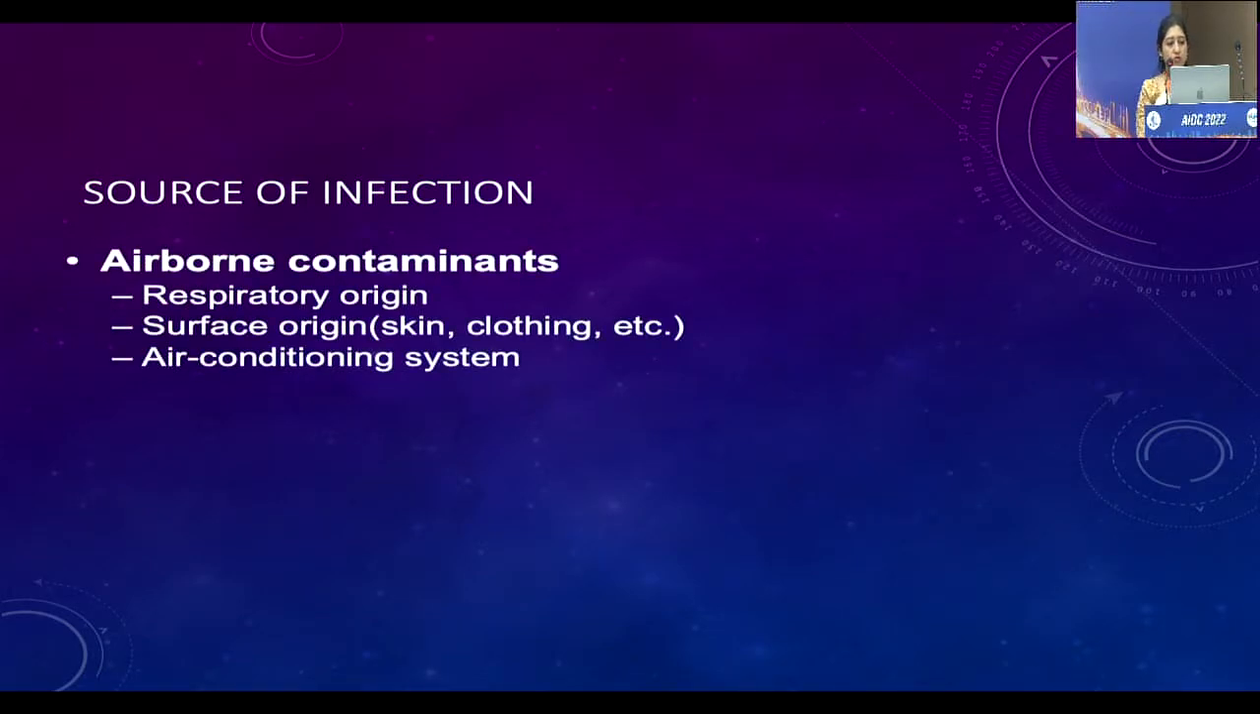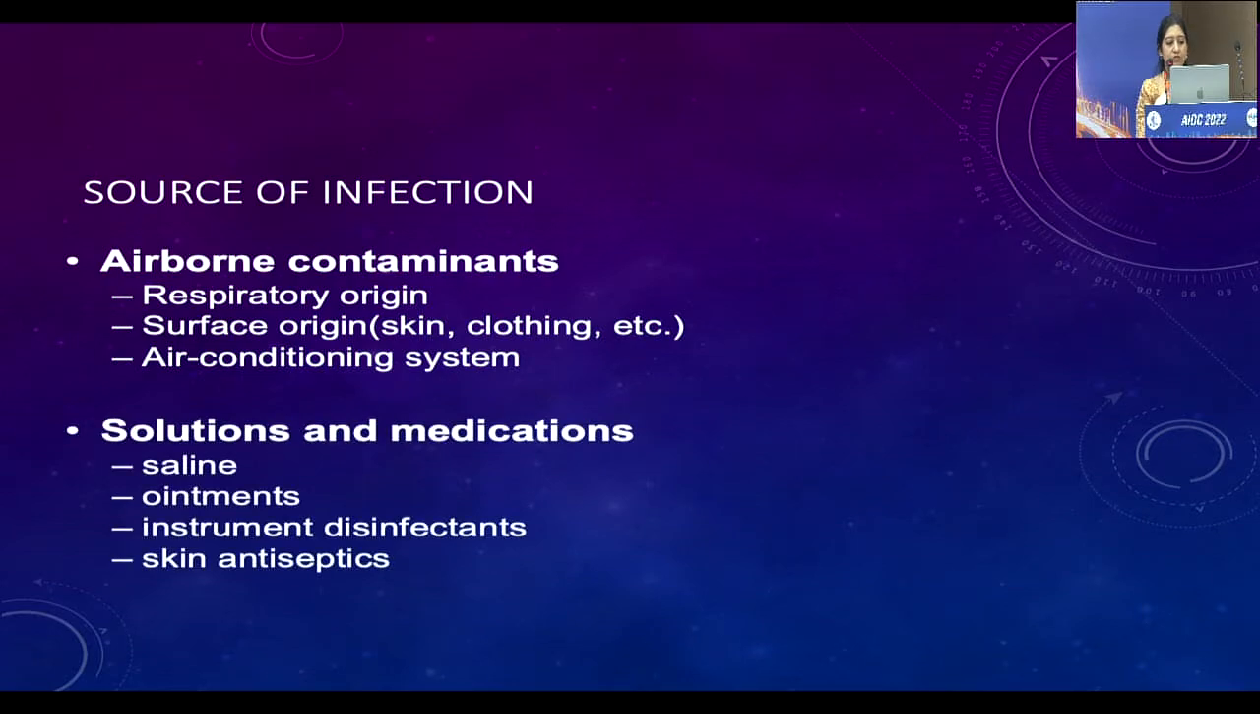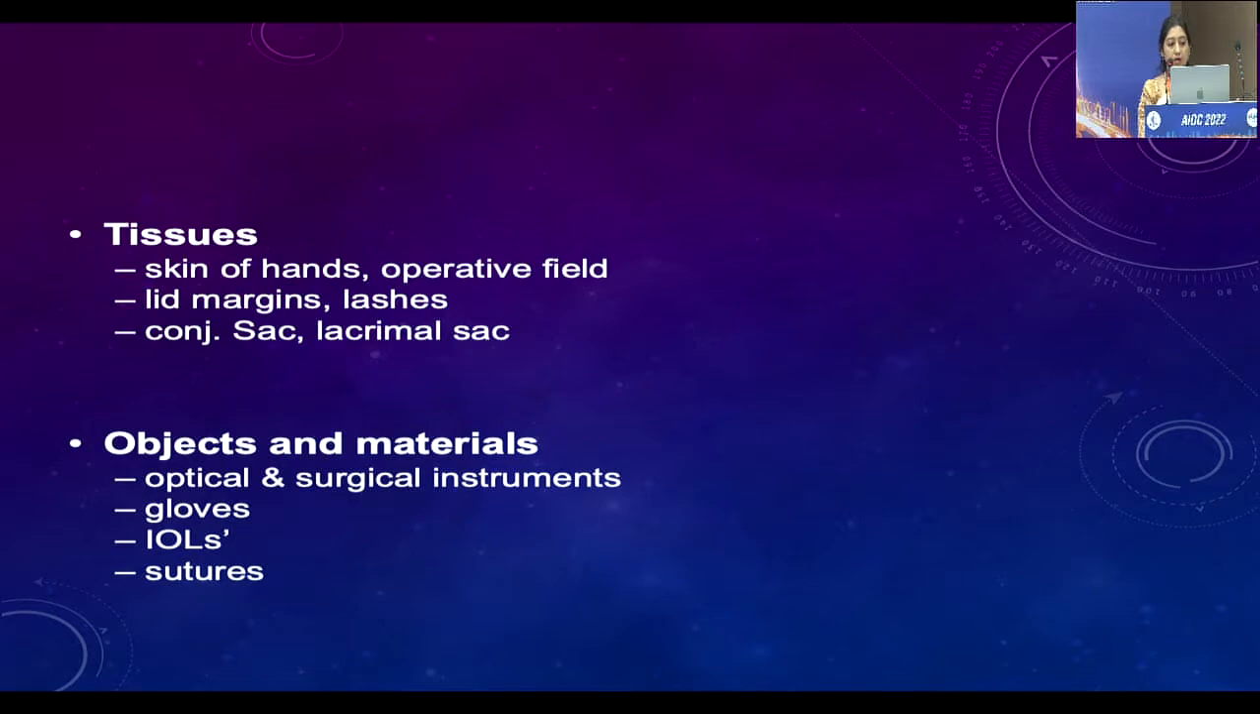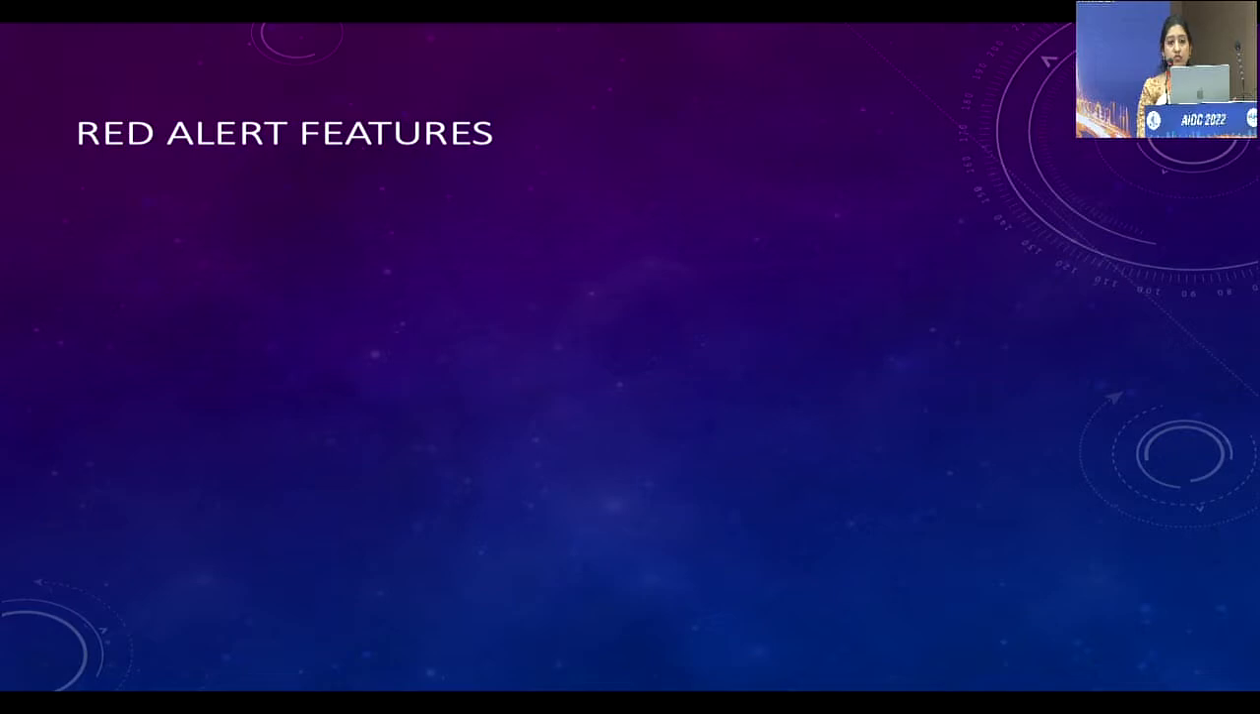So what could be the source of infection? As we all know, it can be of surface origin like skin, it can be from contaminated instruments, disinfectants. Few years back in a renowned institute, there was a case of cluster endophthalmitis which was caused by topical betadine solution which was put in all the patients. Conjunctival sac and lacrimal area is the most common causative source. Objects or materials like gloves and contaminated surgical instruments can also cause endophthalmitis.